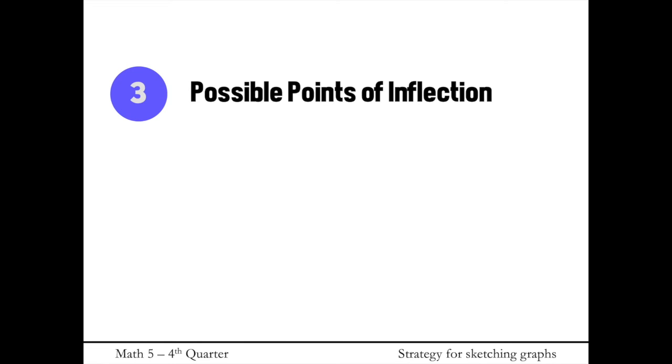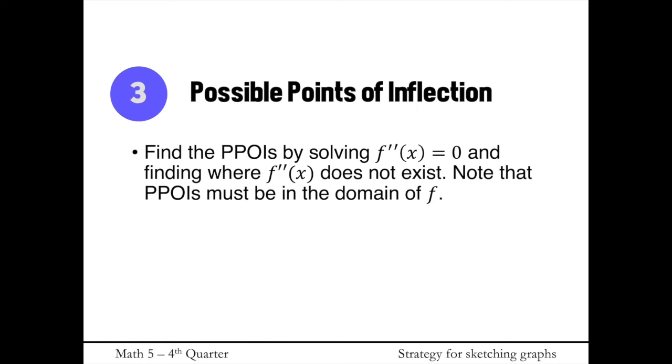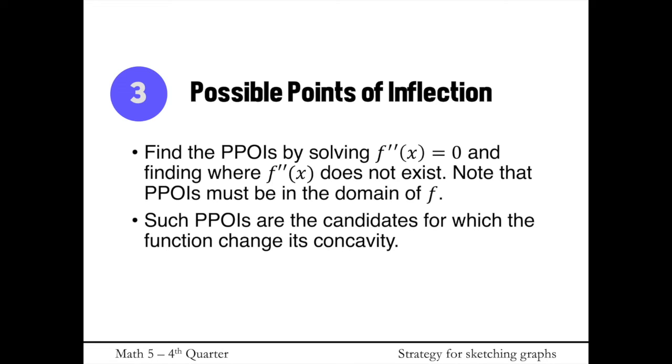The third step involves the second derivative of f(x). You have to solve for the numbers for which your second derivative is equal to 0. Also, you need to find the values of x such that the second derivative does not exist. Note that just like the critical numbers, the PPOIs must be in the domain of f. Such PPOIs are the candidates for which the function changes its concavity, which are also known as points of inflection.